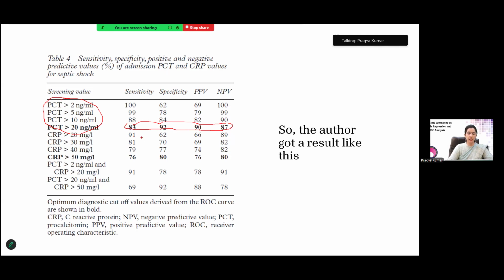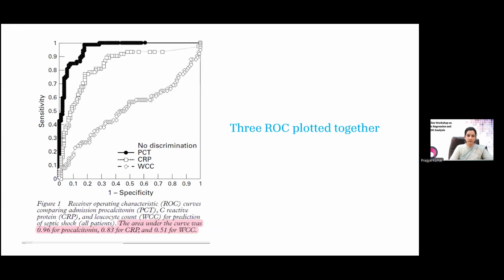Again, he has calculated the sensitivity and specificity of the 4 values of CRP at 20, 30, 40, and 50, and he has proposed this one, which he has marked in bold. Similarly, he has taken both criteria, like PCT and CRP 20, and PCT and CRP 50, and he got the result something like this. And he has drawn this, the ROC curve, and you can see the ROC curve here.